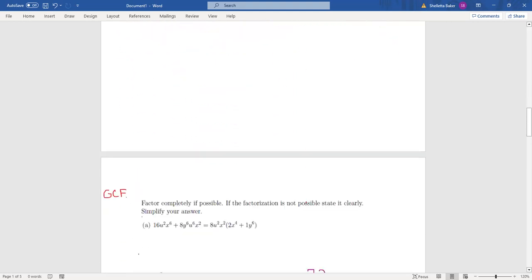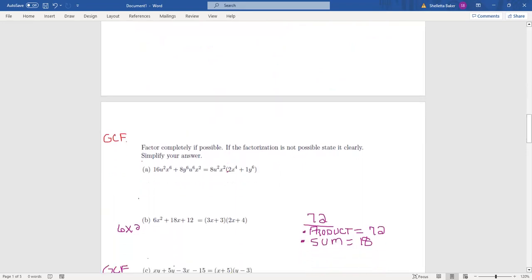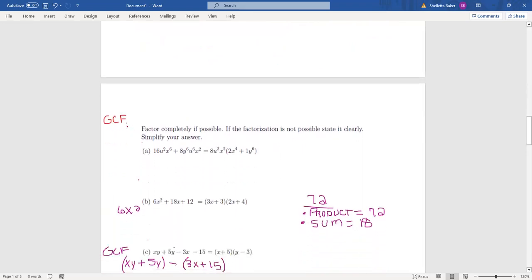The next problem, we want to factor as much as possible. We're looking for the greatest common factor between 16u squared x to the 6th power and 8y to the 6th power u to the 6th power x to the 2nd power. So just looking at the numerical portion, 16 and 8, we see our greatest common factor would be 8. That's the largest number we can factor from 8 and 16.